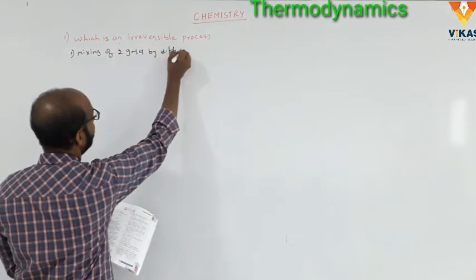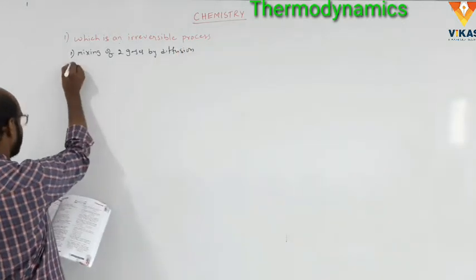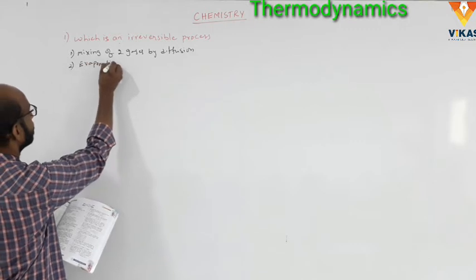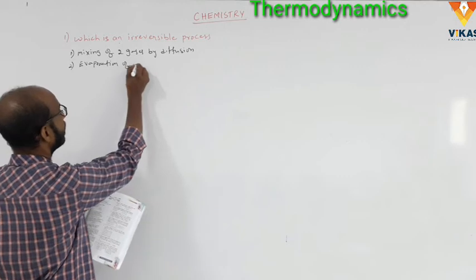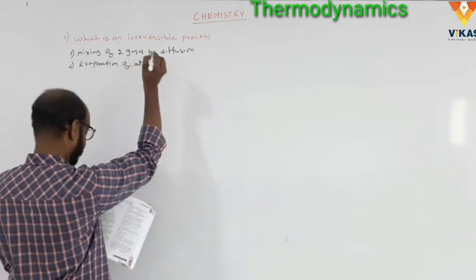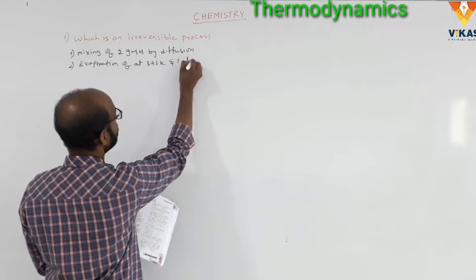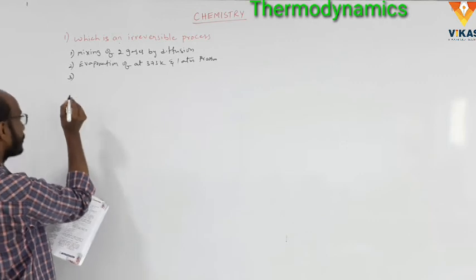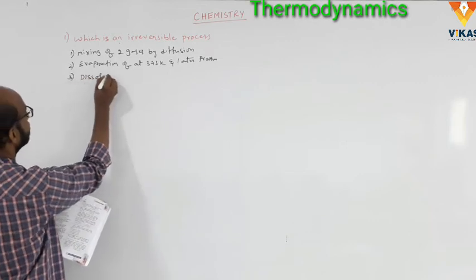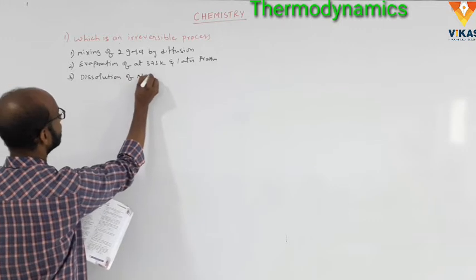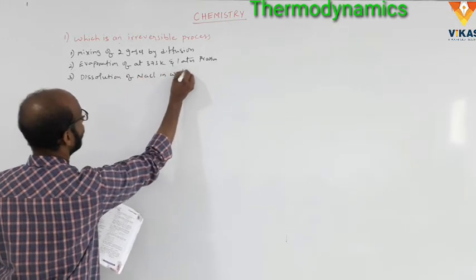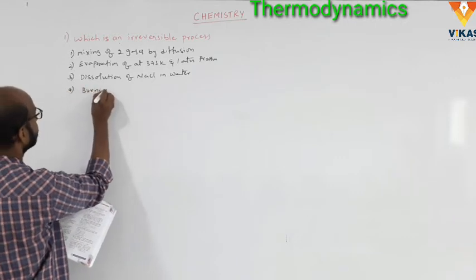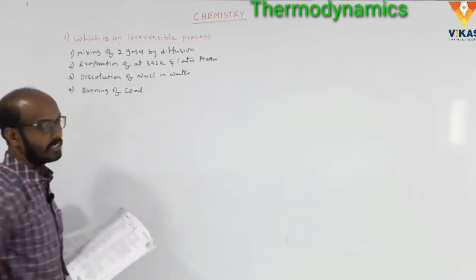So what is diffusion? We studied diffusion in the last class in states of matter. Number 2, evaporation of water at 373 Kelvin and 1 atmosphere pressure. Option 3, dissolution of NaCl in water. And option 4, burning of coal. These are the 4 options.